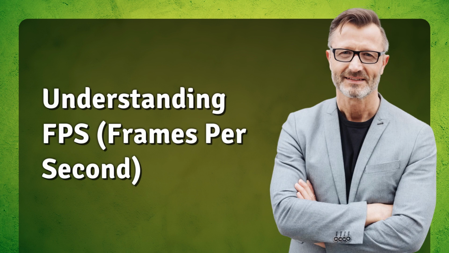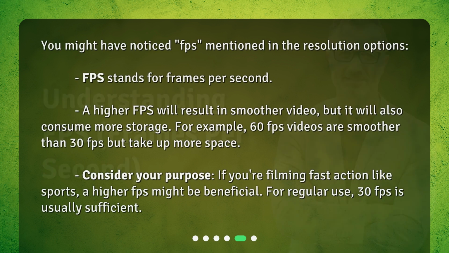Understanding FPS, frames per second. You might have noticed FPS mentioned in the resolution options. FPS stands for frames per second. A higher FPS will result in smoother video, but it will also consume more storage. For example, 60 FPS videos are smoother than 30 FPS but take up more space. Consider your purpose. If you're filming fast action like sports, a higher FPS might be beneficial. For regular use, 30 FPS is usually sufficient.